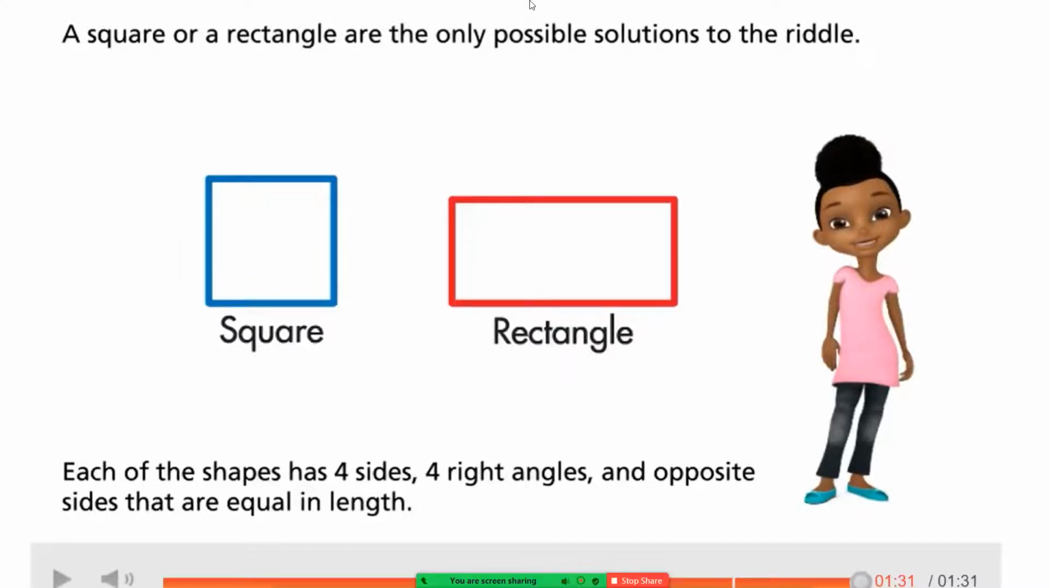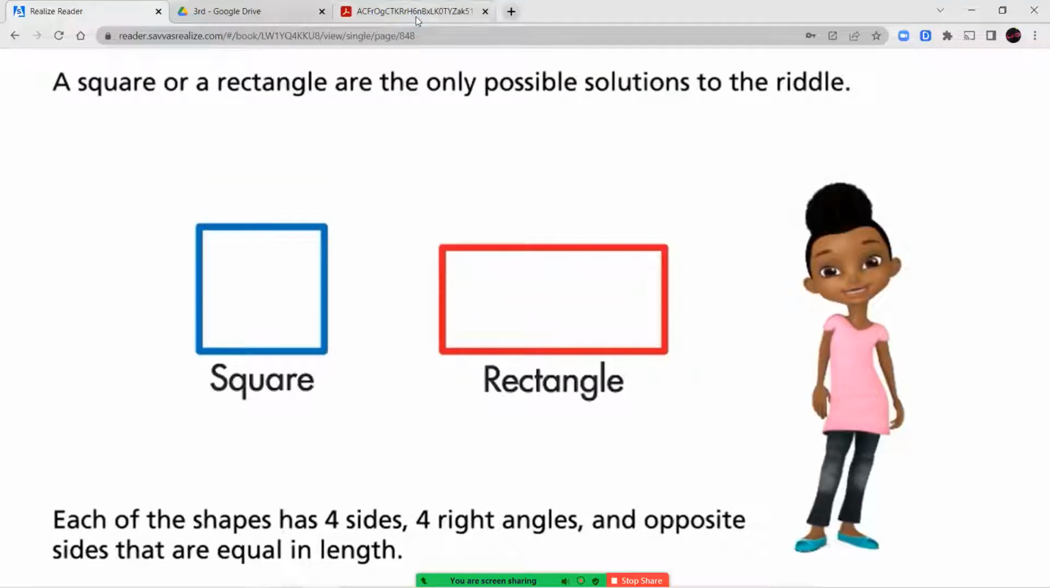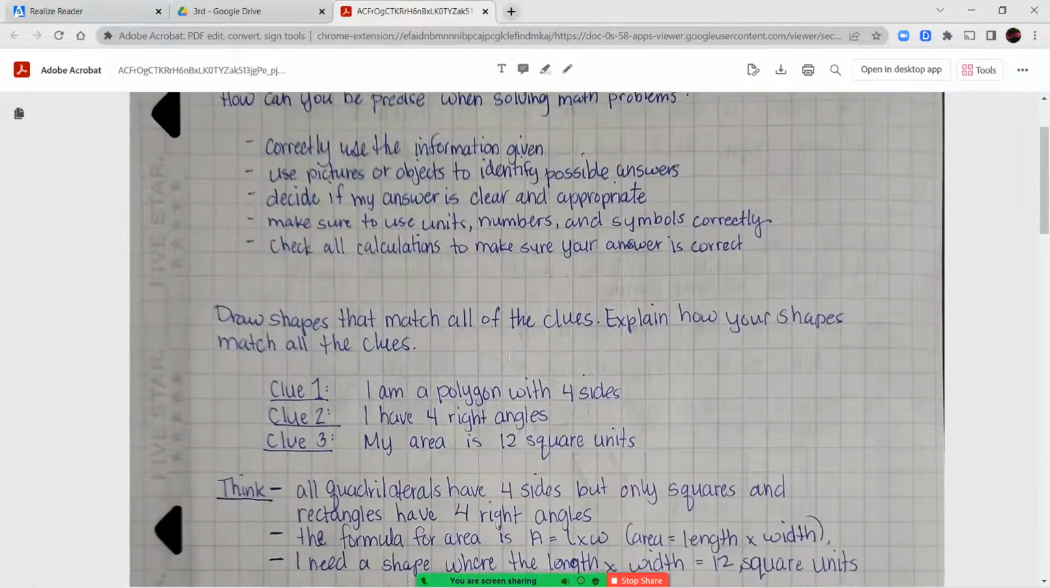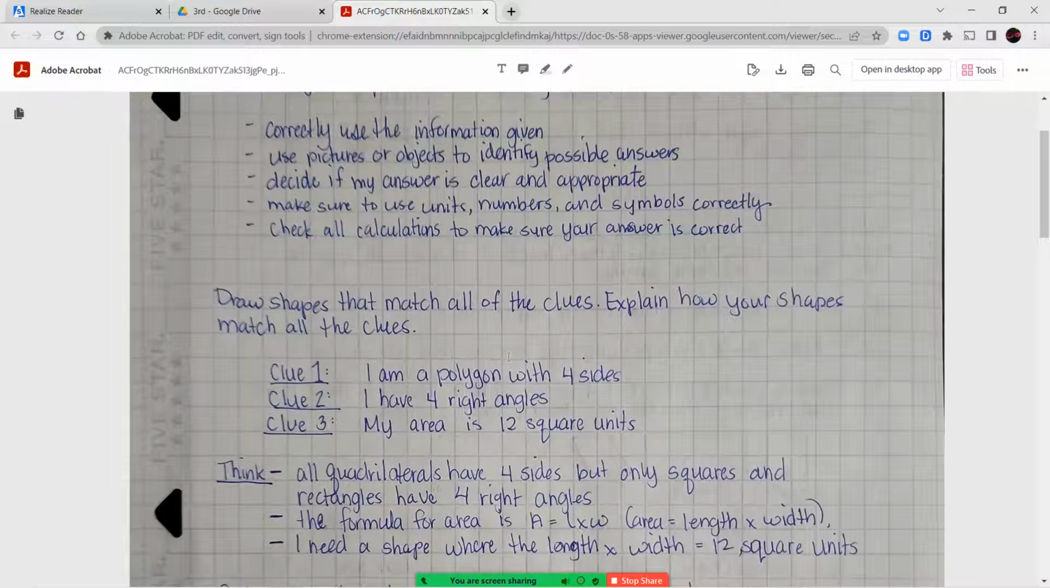All right, let's go ahead and jump into our notes and guided practice. So how can you be precise when solving math problems? You can correctly use the information that you've been given. Use pictures or objects to identify possible answers. Decide if your answer is clear and appropriate. Make sure to use units, numbers, and symbols correctly, and check all your calculations to make sure that your answer is correct.